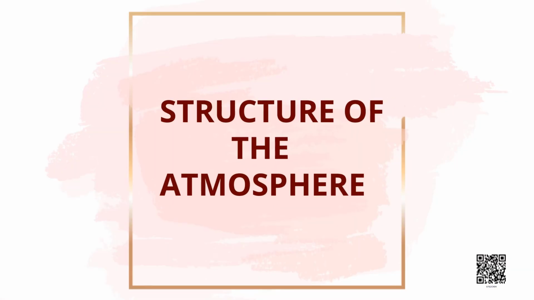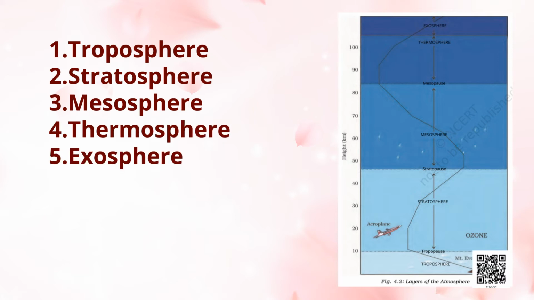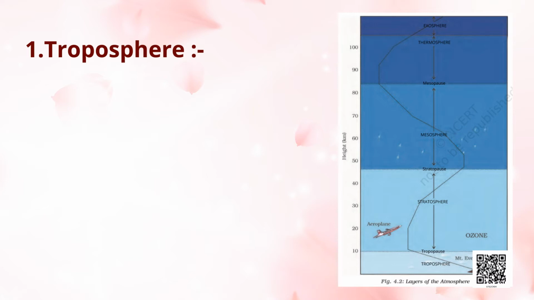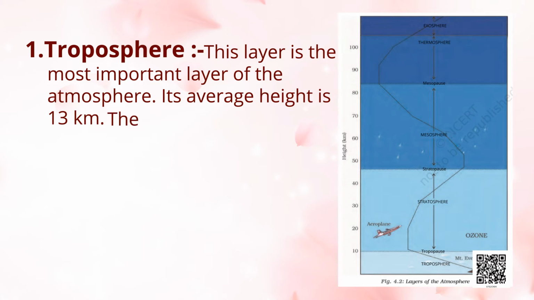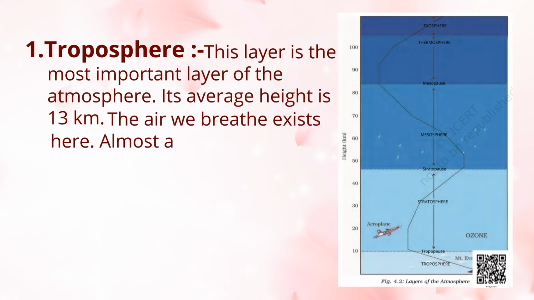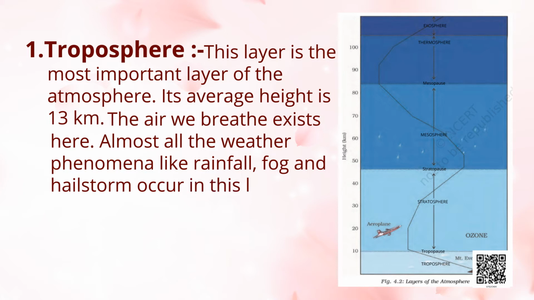Students, now I will tell you the structure of the atmosphere. See figure 4.2. Here you see our atmosphere is divided into 5 layers starting from the earth's surface. These are troposphere, stratosphere, mesosphere, thermosphere and exosphere. First I will tell you about the troposphere. This layer is the most important layer of the atmosphere. Its average height is 13 km. The air we breathe exists here. Almost all the weather phenomena like rainfall, fog and hailstorm occur in this layer.